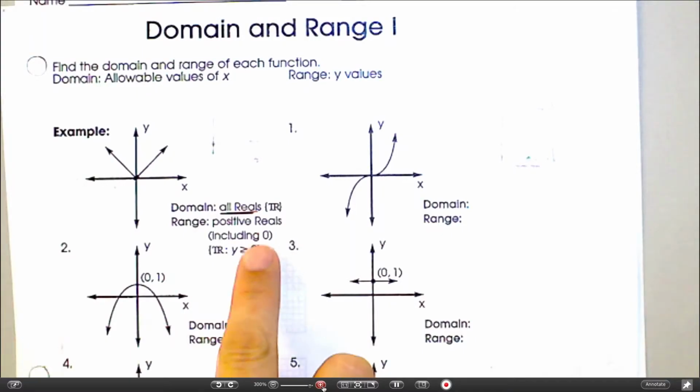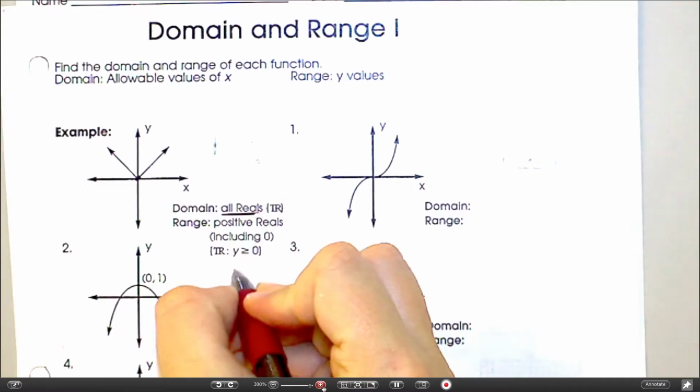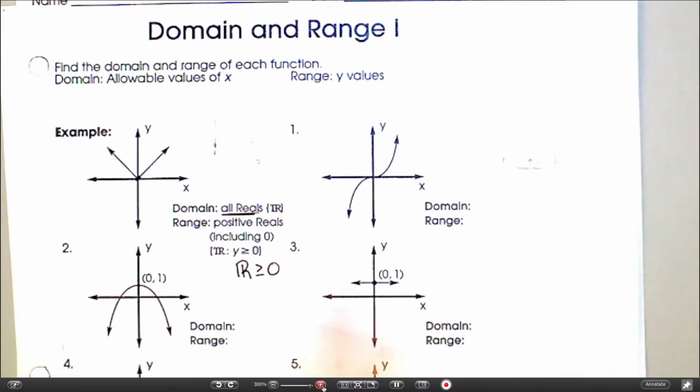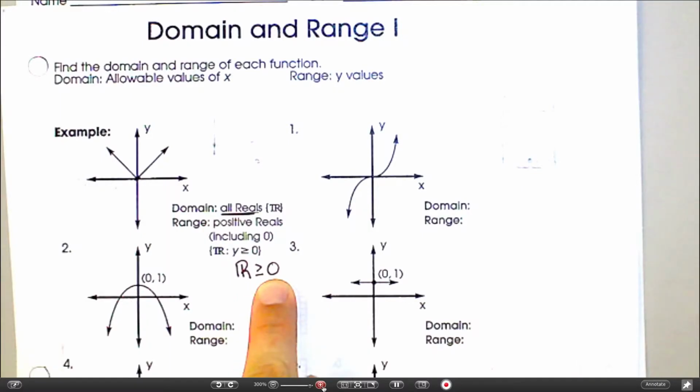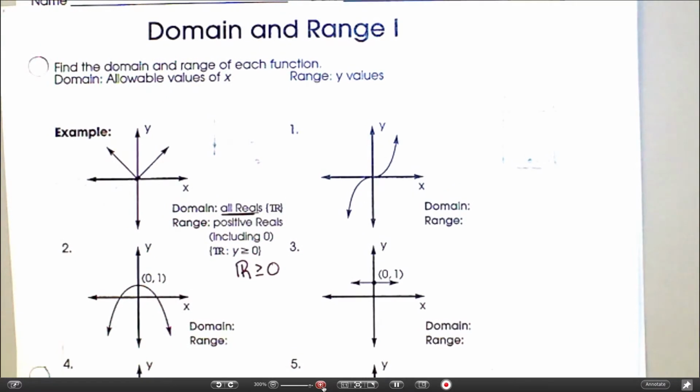So they wrote it as positive reals including 0. I would probably just write it as all real numbers greater than or equal to 0 because I want to include 0 and do everything above it. Okay? Pick another one on this page.